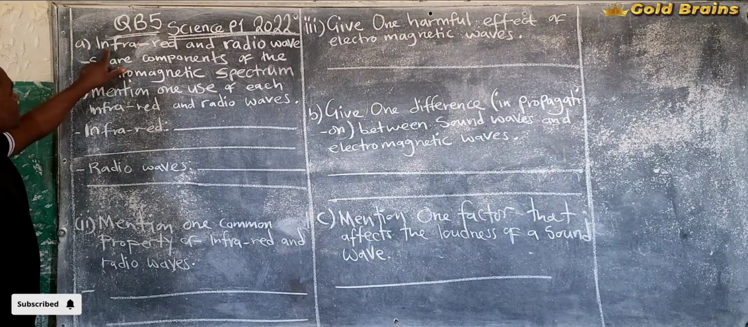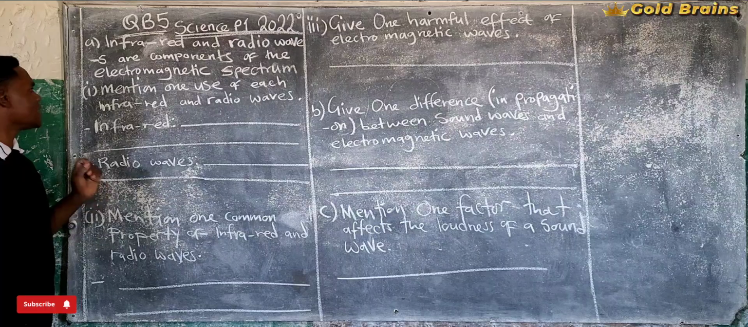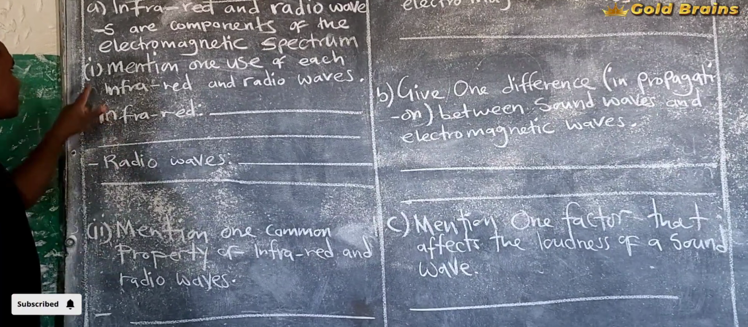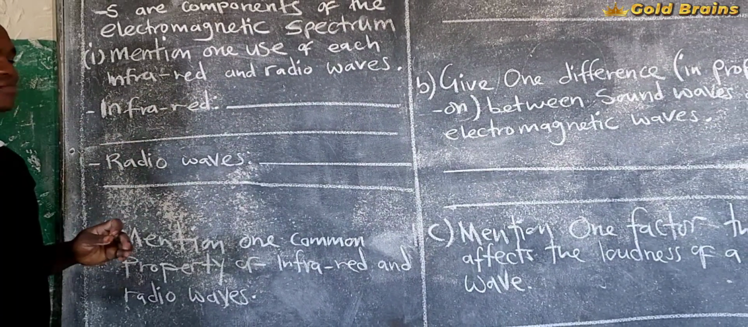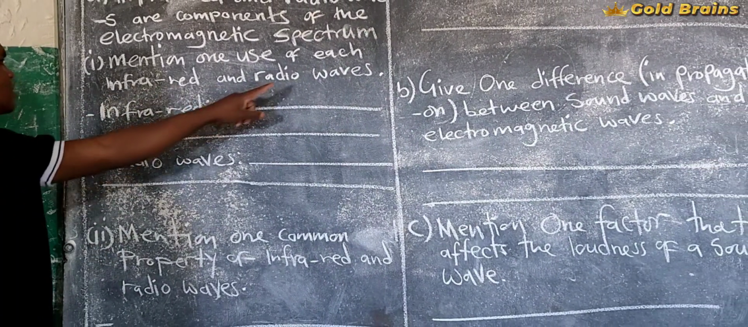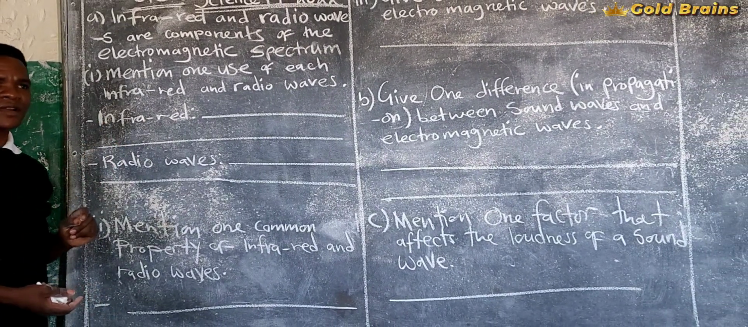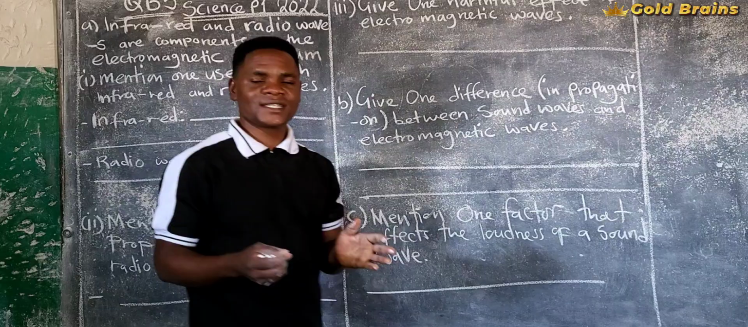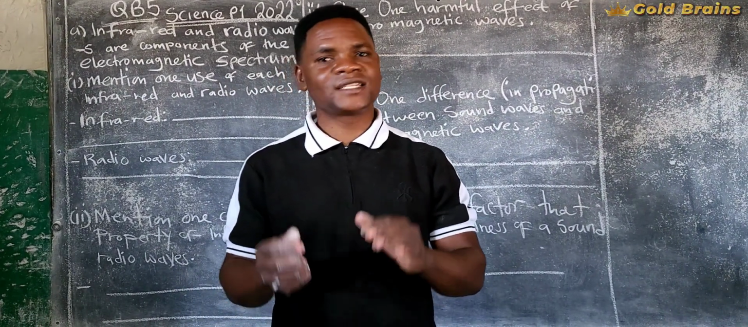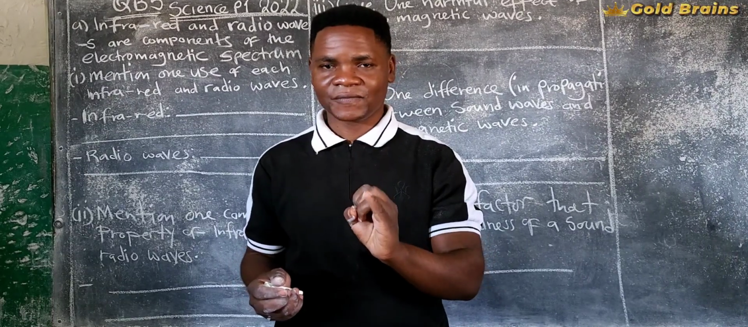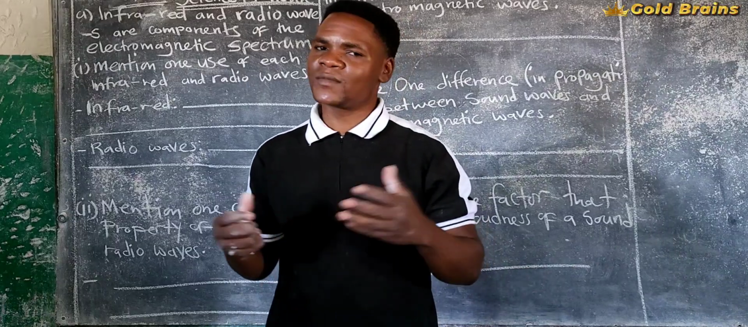Question A. Infrared and radio waves are components of the electromagnetic spectrum. Part 1. Mention one use of each of the following, which is infrared and radio waves. What do we use infrared for? Infrared is emitted by hot bodies, and it is used in heaters. It is also used in remote controls and also in thermal imaging.